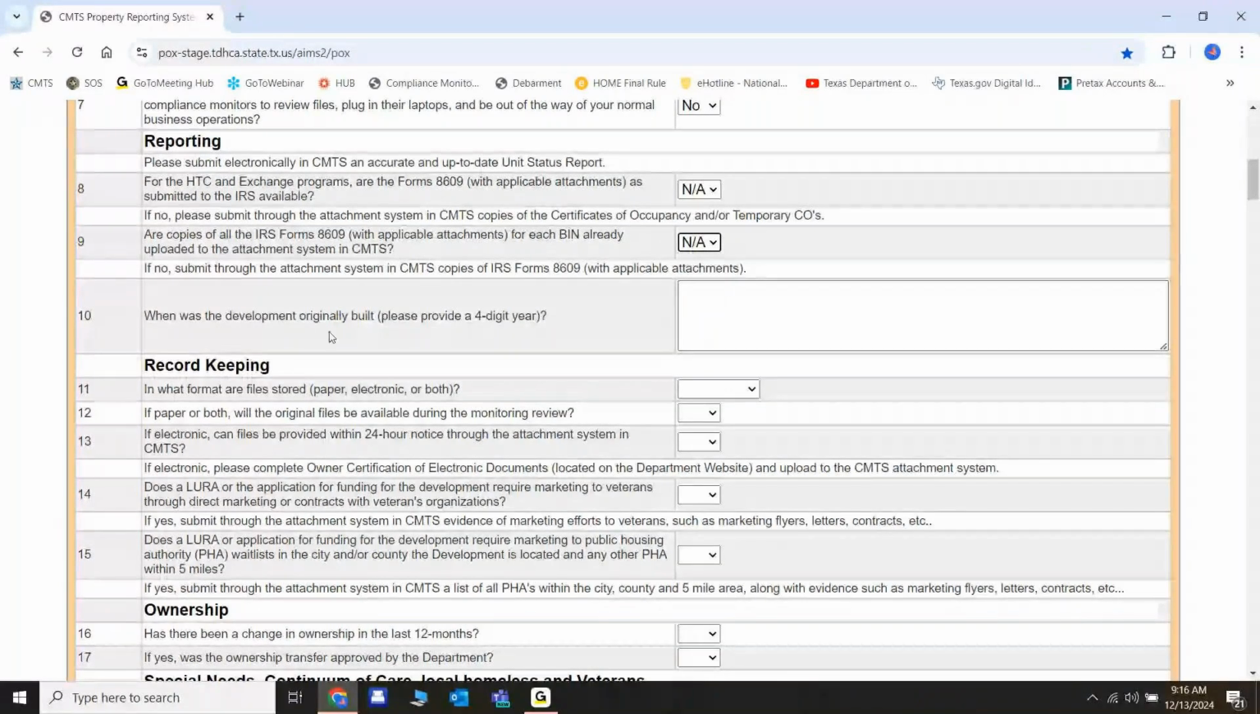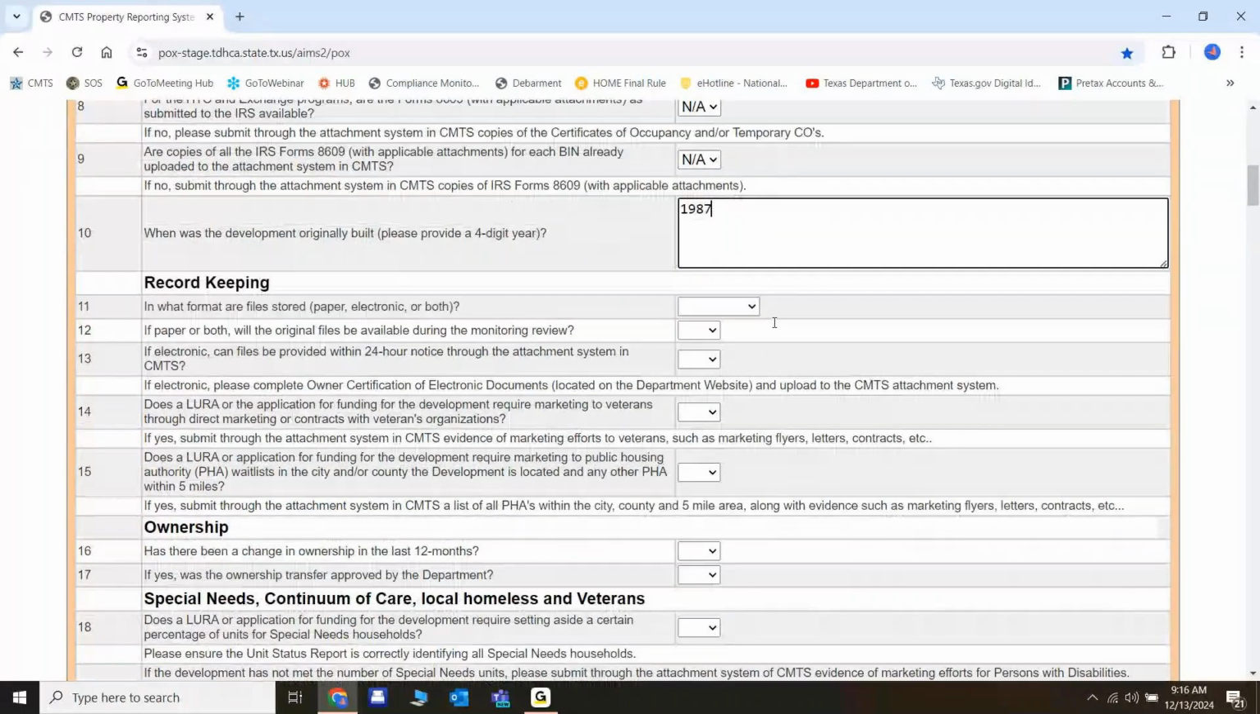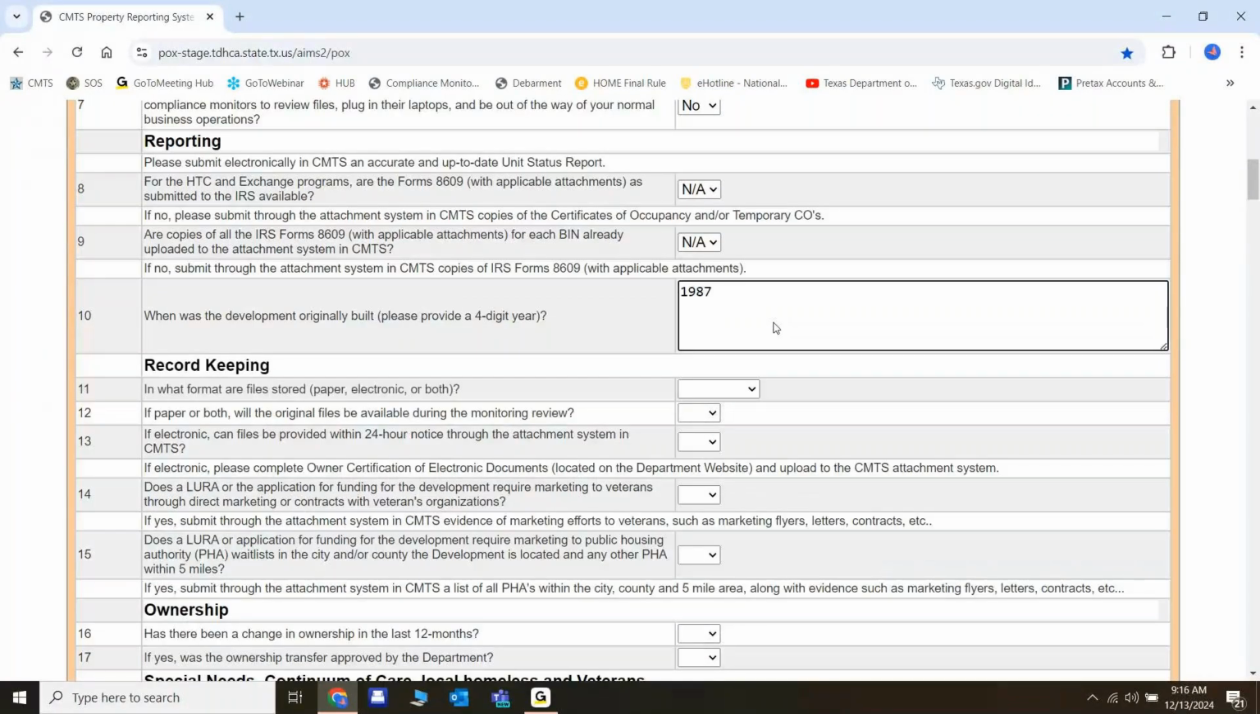Then we need to know when the development was originally built. Put in your year. This is important because if you are the HOME program, there are requirements for the lead-based paint addendums and stuff like that based on the year you were placed in service or you were built. So that is important for that program, and that is why we've asked for that there.